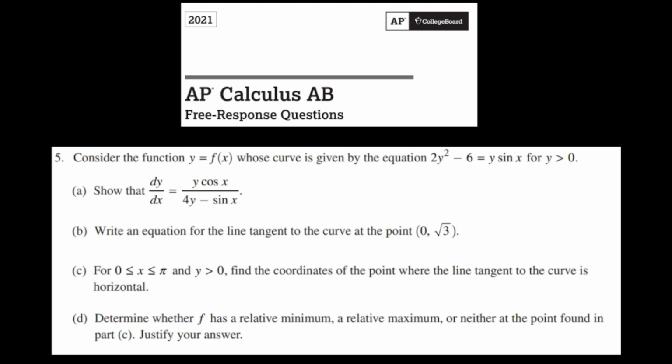In part B, they ask you to write the equation of a tangent line to the curve, and they gave you both the x and the y value. We did something just like that in the previous video, so that shouldn't be too challenging.